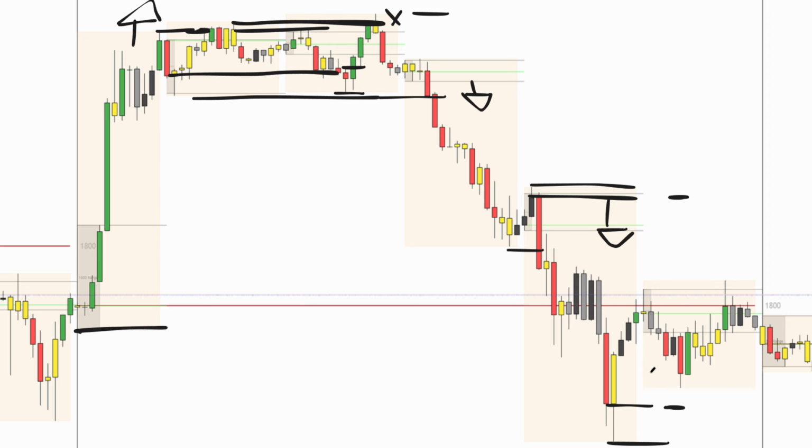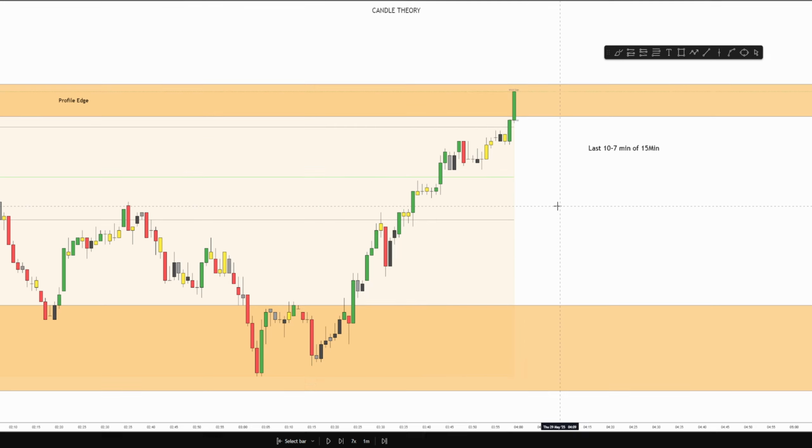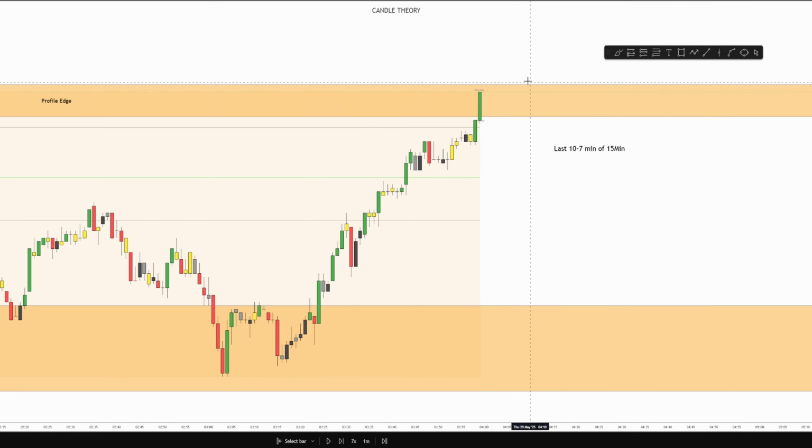So right now, you would not have traded this anyway, because you're only trading once price gets to your edge or reacts from your edge. So this is consolidation. Let's see how we could have traded this on the 1 minute time frame to get in for the sell.